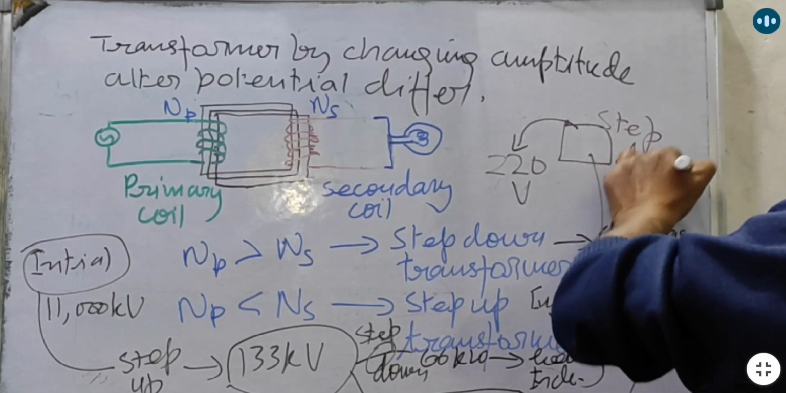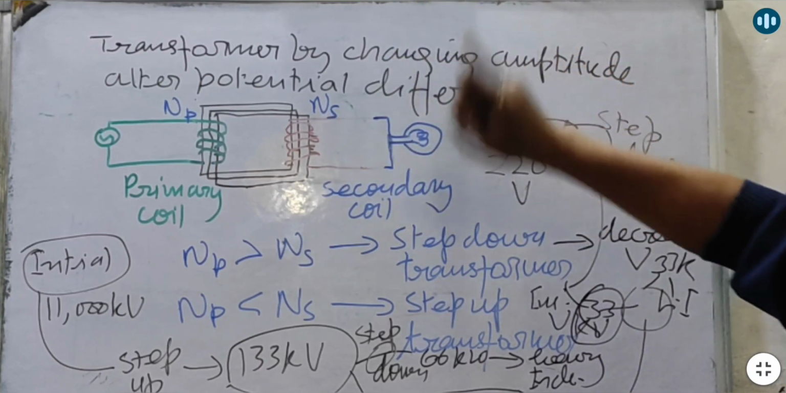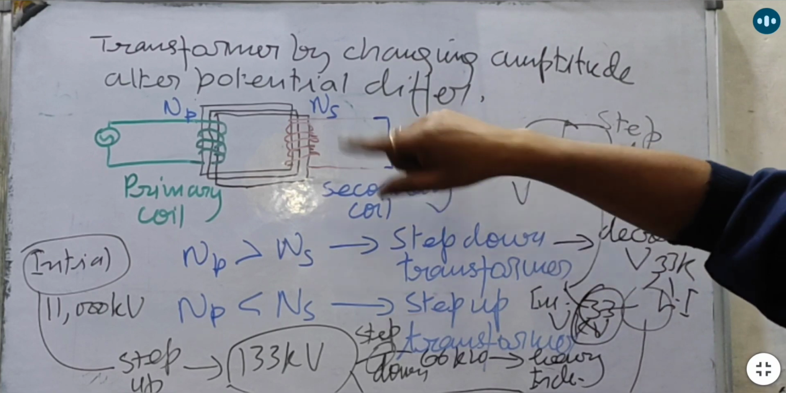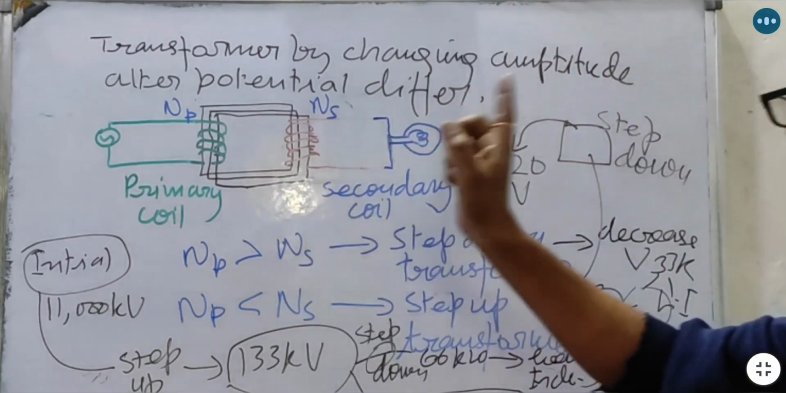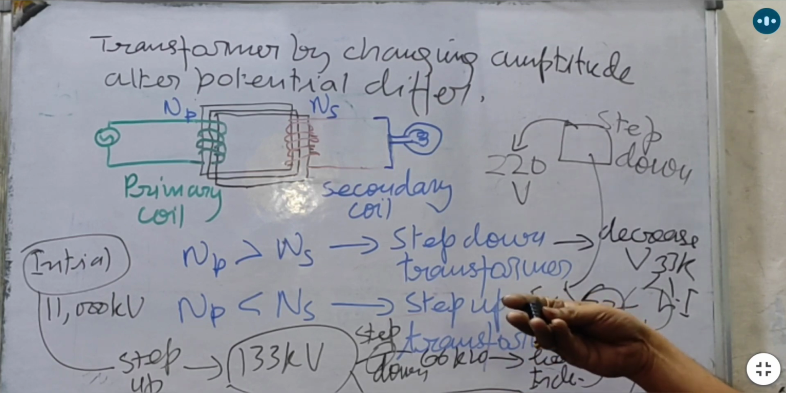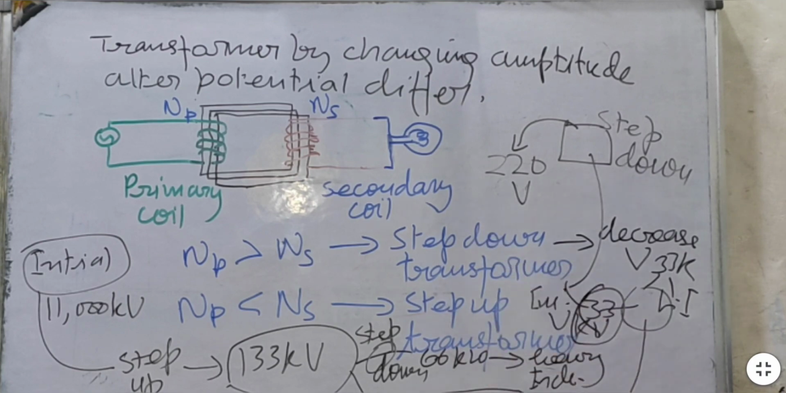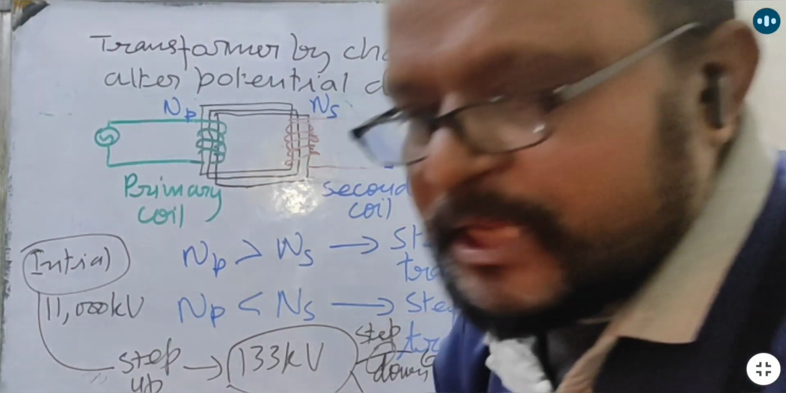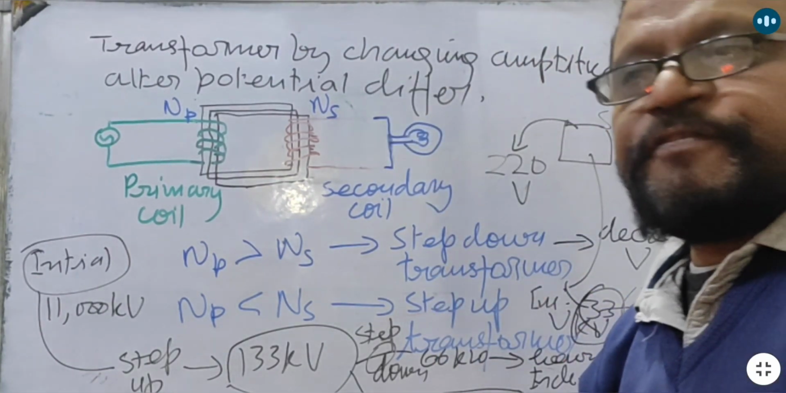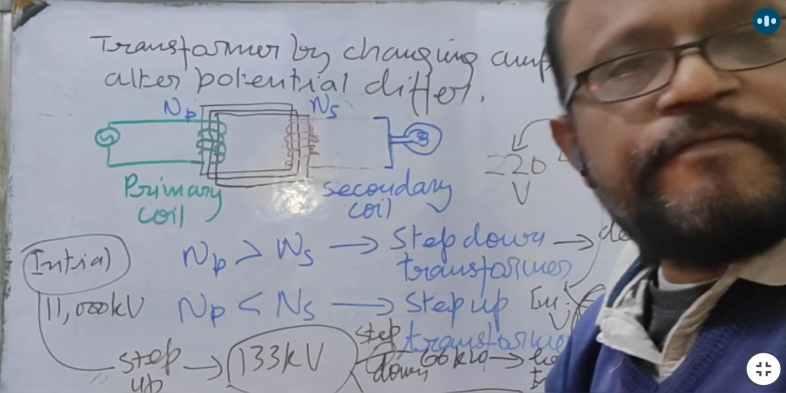Step down transformer. So this is happening. This is the functioning of transformer. Transformer, by changing the amplitude, alters the potential difference. Step up transformer increases potential difference, and step down transformer decreases the potential difference. And energy transfer: electrical energy is transferred at high potential difference to prevent the loss of electrical energy in the form of heat.